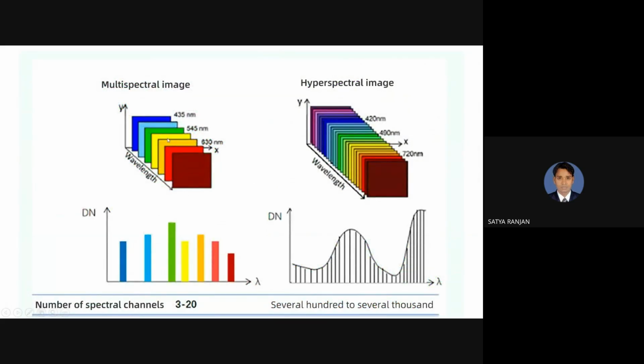So this is the multispectral image and this is the hyperspectral image. So this is the graph of multispectral. This is the graph of hyperspectral. So more bands are there within these bands so that we can calculate the different materials and mineral content of this surface and created all these boundaries.